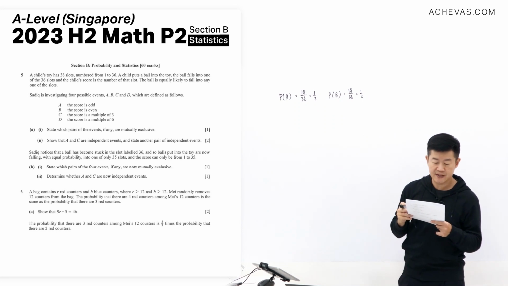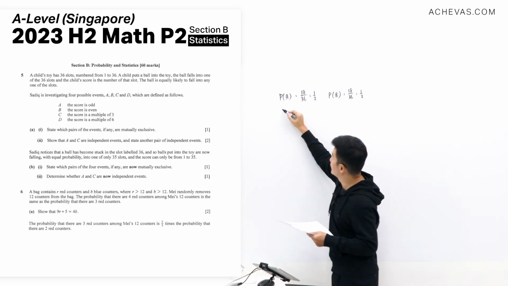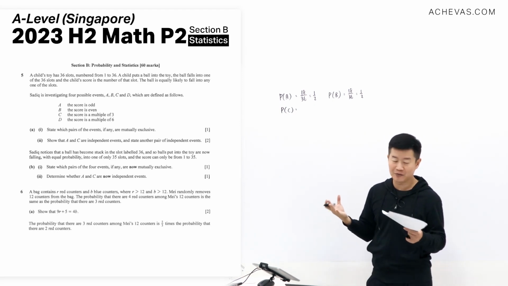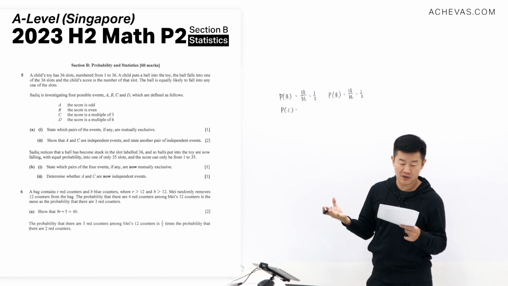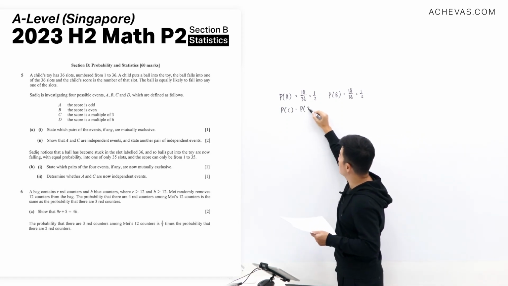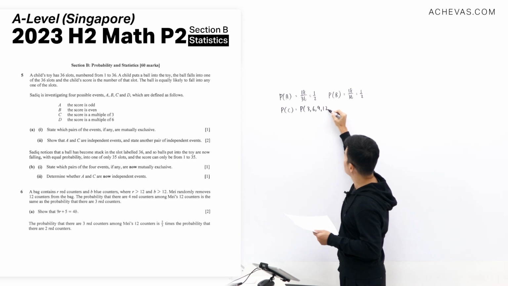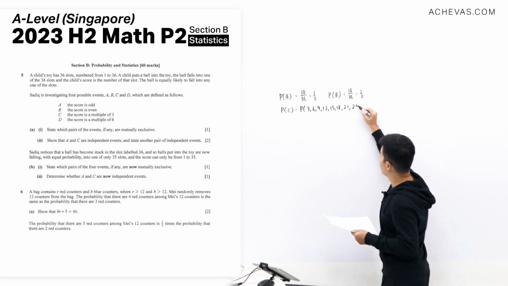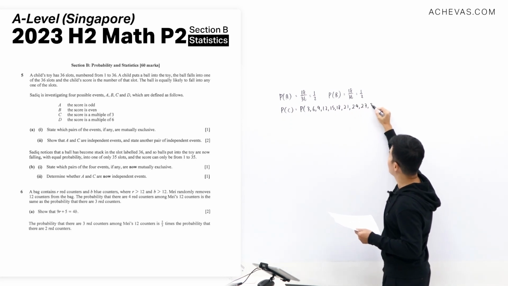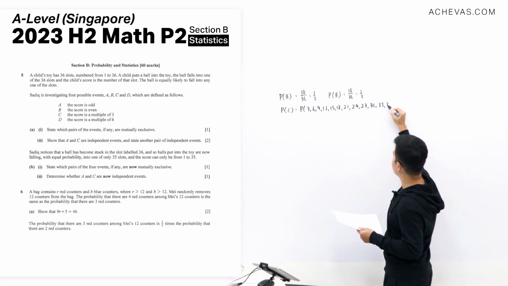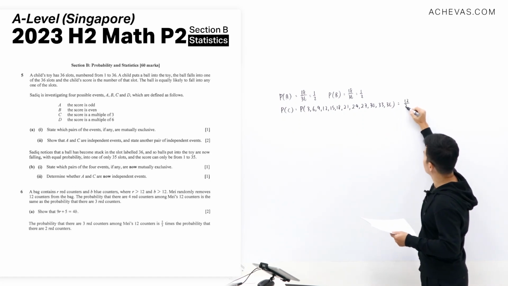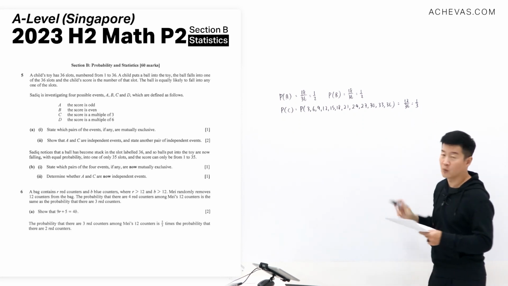And then probability of C, which will be the scores that are multiples of 3. So for the probability of C, we should list down all of the terms where it consists of multiples of 3. So it is going to be 3, 6, 9, 12, 15, 18, 21, 24, 27, 30, 33, and then 36. There are 12 of them. So this is going to be 12 over 36. This is equal to 1 over 3.